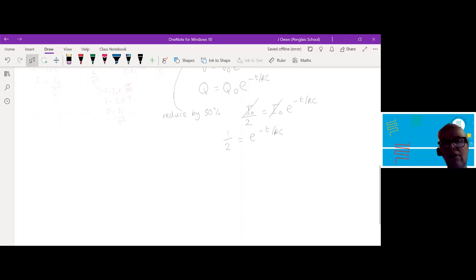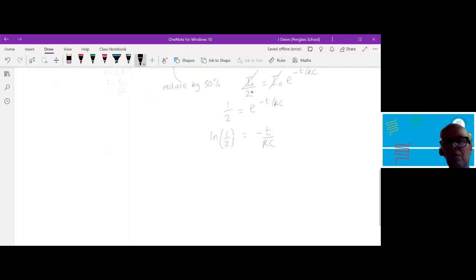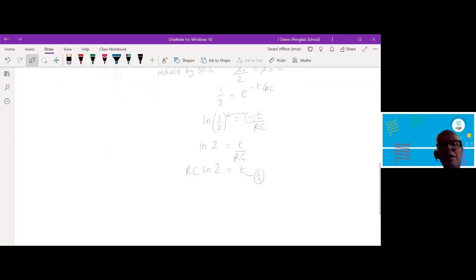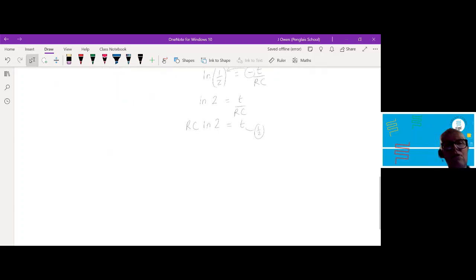Now you can log it. So log of a half equals minus t over RC. So therefore, you can bring the negative over and this log changes. So log 2 equals t over RC. We know what RC is, so we can work out RC times log 2, which gives you the time it takes to halve either the current or the voltage or the amount of charge. Now, just to finish, I should recap, but there's one more thing that I want to show you.